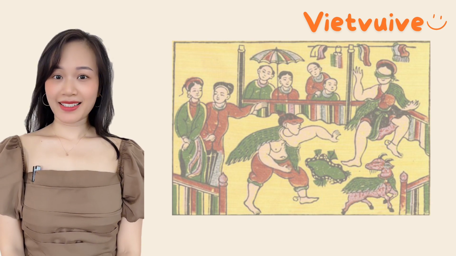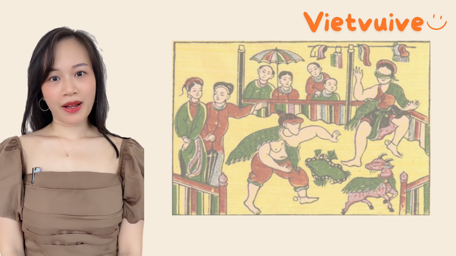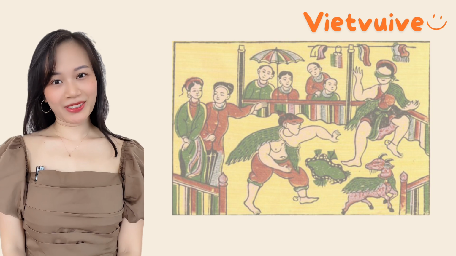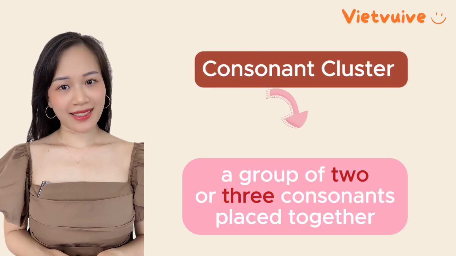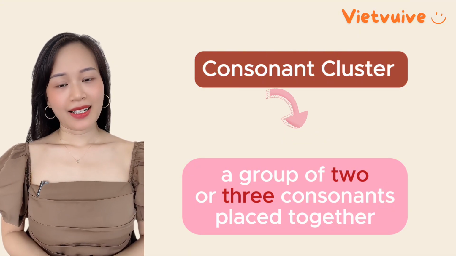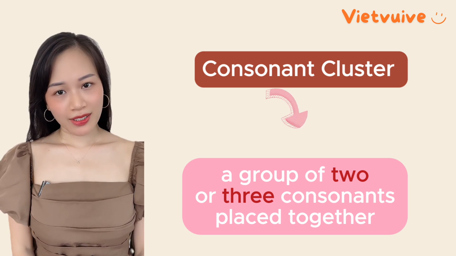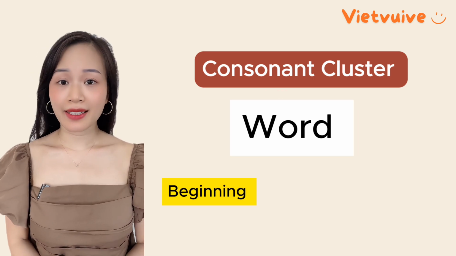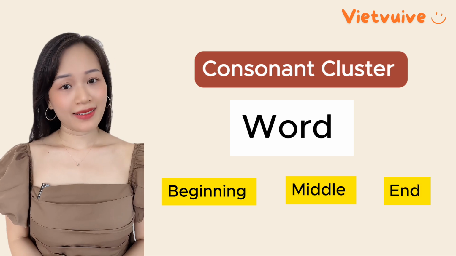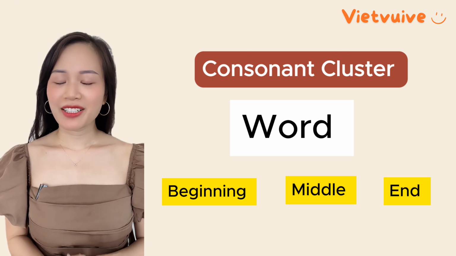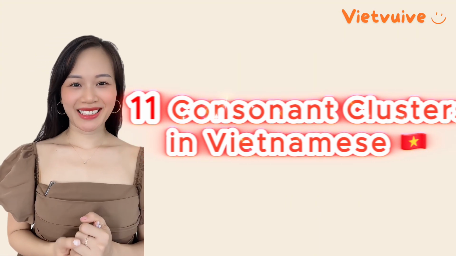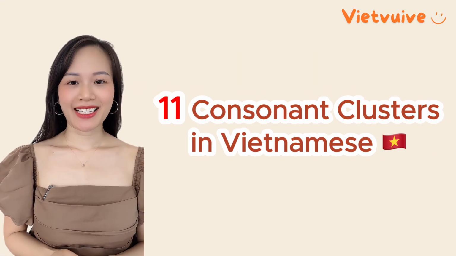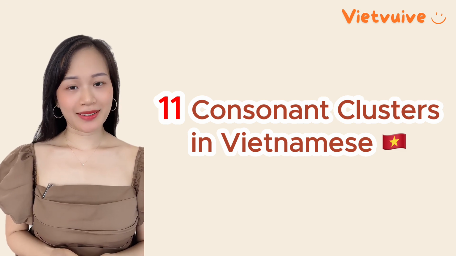And in today's lesson, I'm going to teach you about Vietnamese consonant clusters. A consonant cluster is a group of 2 or 3 consonants placed together. And in Vietnamese, this cluster can occur at the beginning, middle, or end of a word. And they can really change how a word sounds. There are 11 consonant clusters in Vietnamese. Let's start from the first one.